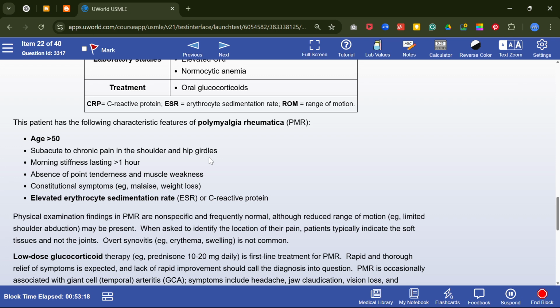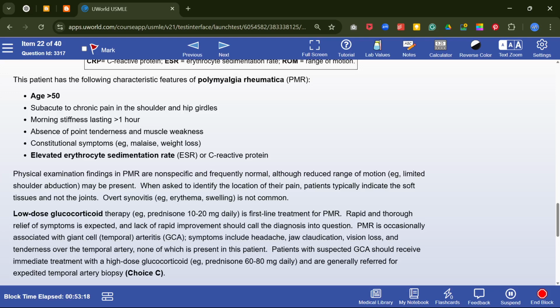Physical examination findings in PMR are nonspecific and frequently normal, although reduced range of motion and limited shoulder abduction may be present. When asked to identify the location of their pain, patients typically indicate soft tissue, not the joint. Overt synovitis, erythema, swelling is not common. Low-dose glucocorticoid, prednisolone 10 to 20 mg daily, is the first-line treatment of polymyalgia rheumatica.